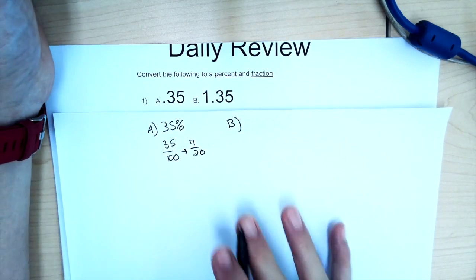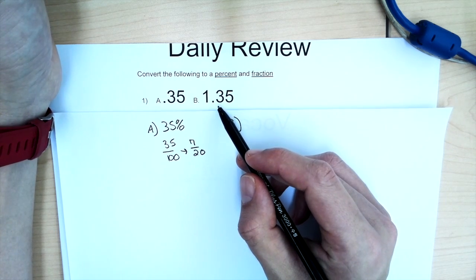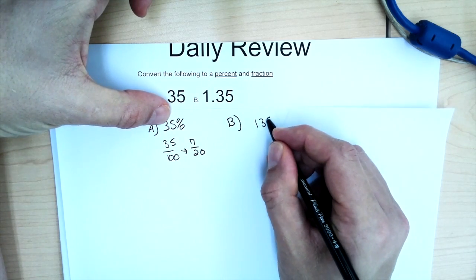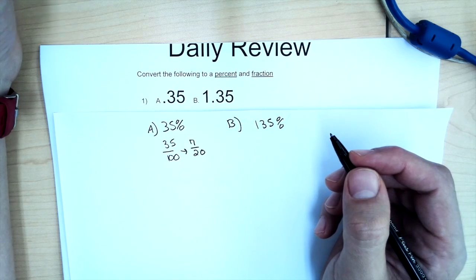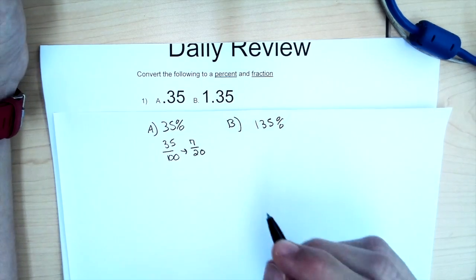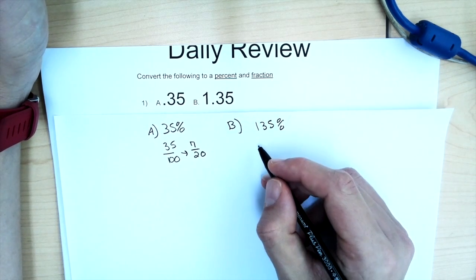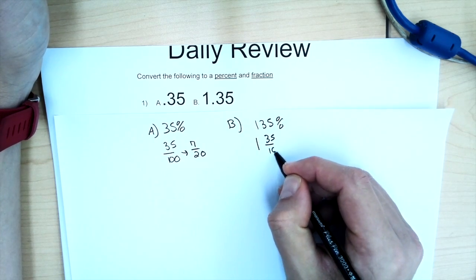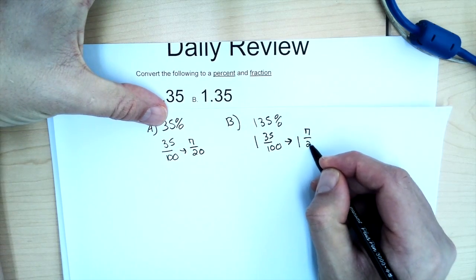Let's look at letter B. Write it as a percent and a fraction. To convert this into a percent, we'll have to move the decimal 2 places to the right, and we get 135%. To make this into a fraction, we have 1 and 35 over 100, which is the same thing as 1 and 7 over 20.